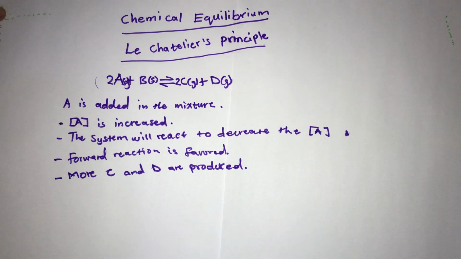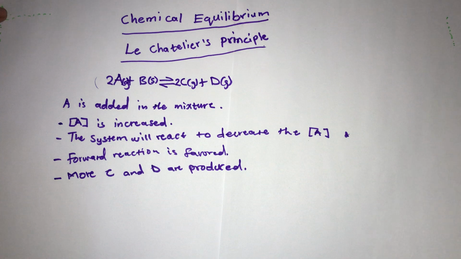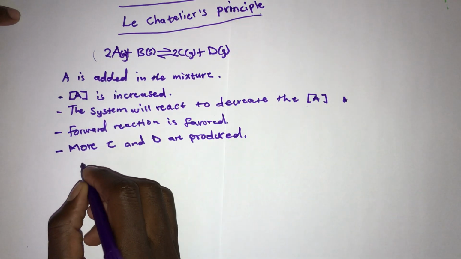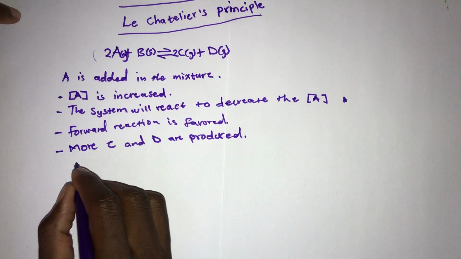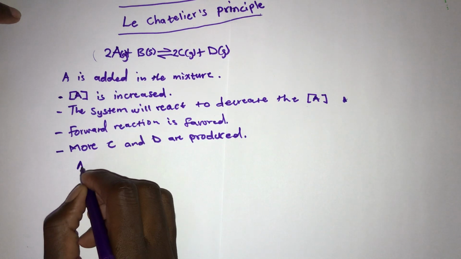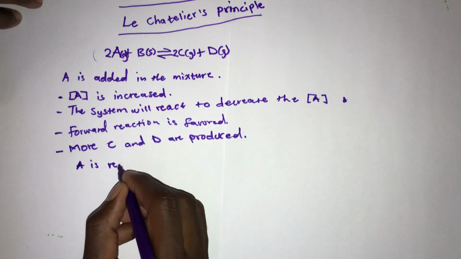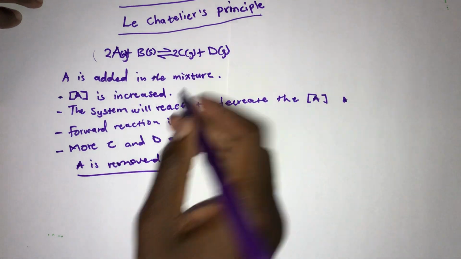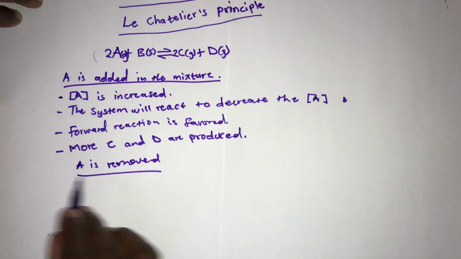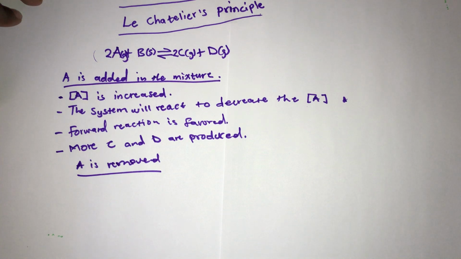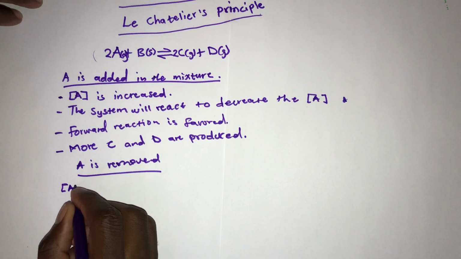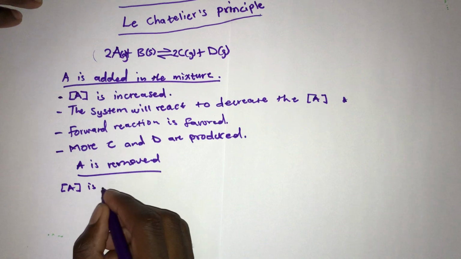So now let's check when we decrease the concentration. Let's say now A is removed. Here we were adding, now we are removing. Removing means that we are decreasing the concentration of A. So let's say the concentration of A now is decreased.